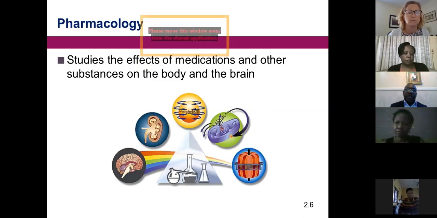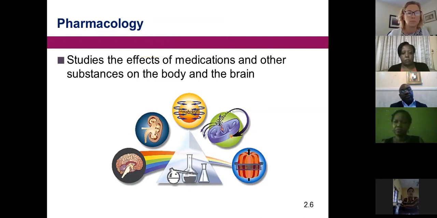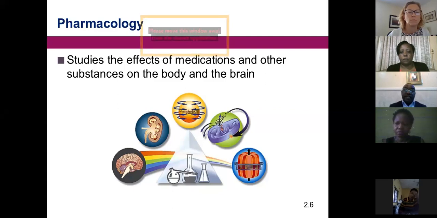They affect the brain and the body, and the body metabolizes these substances and breaks them down so that they can be eliminated. Because most substances that are taken into the body are recognized by the body as foreign bodies. So the body now goes into action to break them down into smaller bits, and then after it metabolizes them, it disposes of them through the process of excretion.